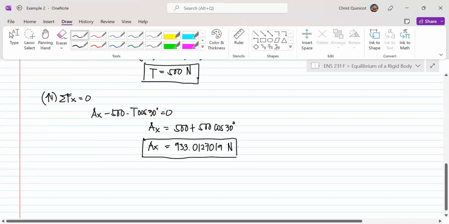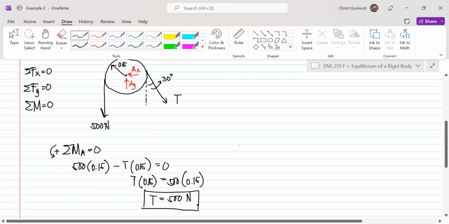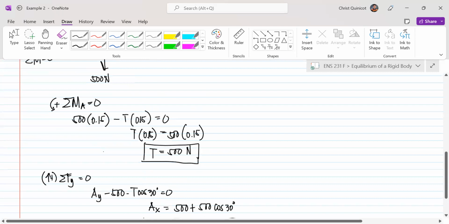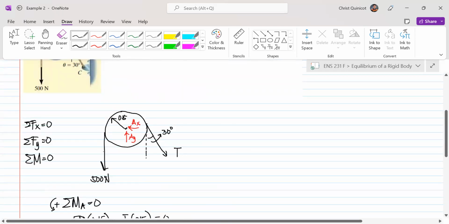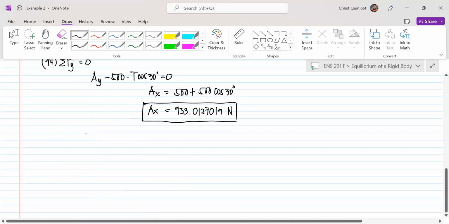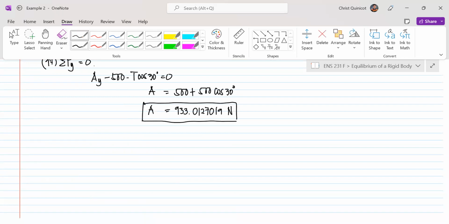And for our x, sorry, I'll just change it. This is Y. Let's just change it to Y, sorry. The same, cosine 30 is for Y because we are measuring our 30 degrees from the vertical. It means that our Y will be cosine and our X will be sine. Okay, this is A sub Y.